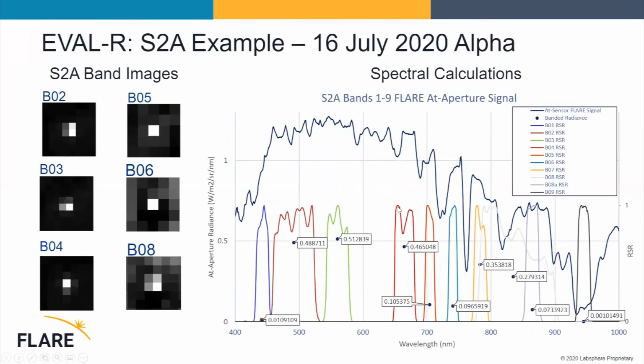This is an eval-R, so if you upload the images and you've told us what the RSRs are for the bands of interest on each one of these, so this is band 2, 3, 4, 5, 6, 8 for Sentinel-2A, we can give you a radiometric coefficient for each band based on the RSRs that you sent to us. So this is a traceable third-party evaluation of that image radiometrically.